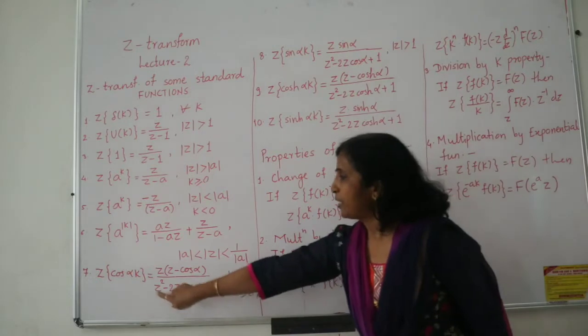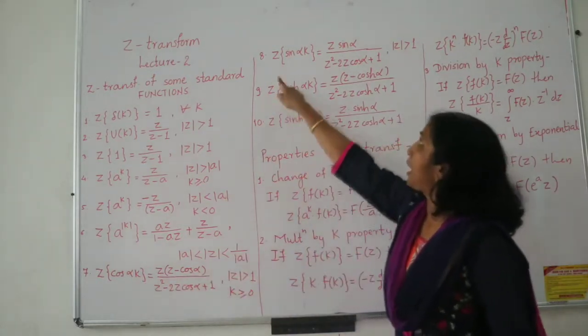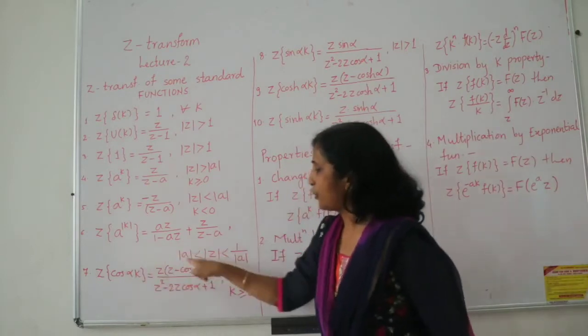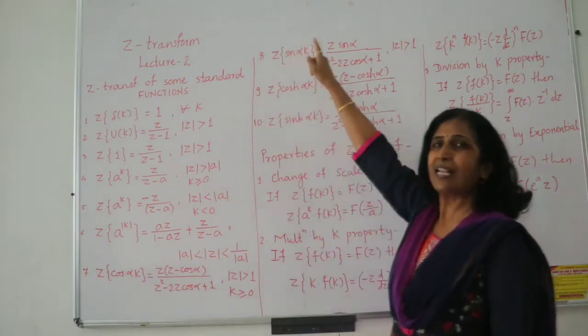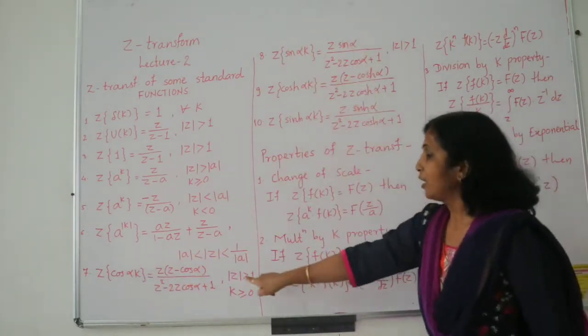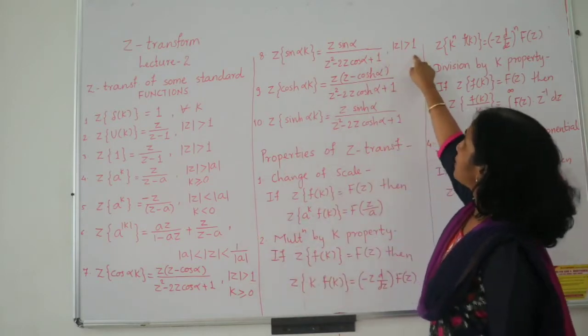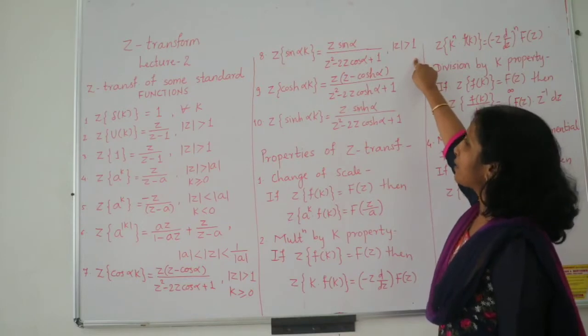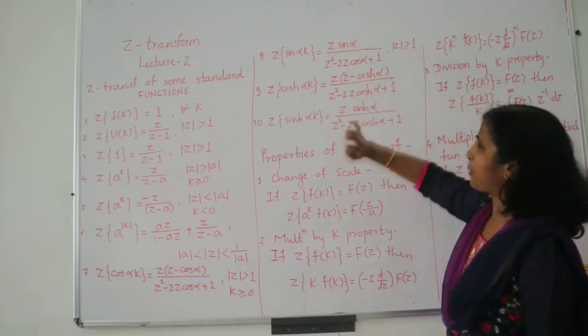So the denominator for the functions cos alpha and sin alpha, both of them are the same. Only in cos alpha the numerator contains cos alpha, in sin alpha the numerator contains sin alpha. Mod Z is greater than 1, K is greater than or equal to 0. Here also K is greater than or equal to 0. The same thing is applied.